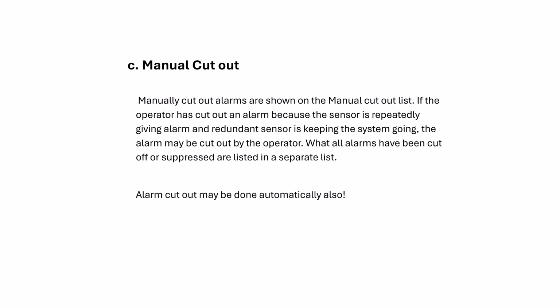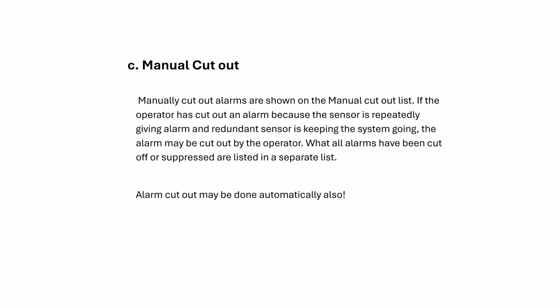Manual cutout. Third slide, third video. This is module 4.1. Manual cutout alarms are shown on the manual cutout list. If the operator has cut out an alarm because the sensor is repeatedly giving alarm, or for any other reason, and a redundant sensor is keeping the system going, the alarm may be cut out by the operator.